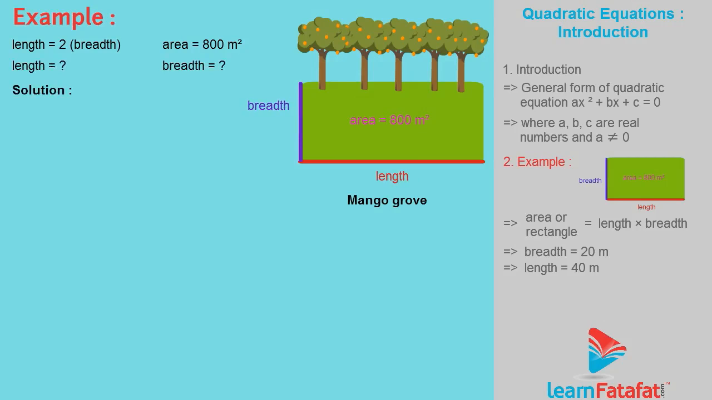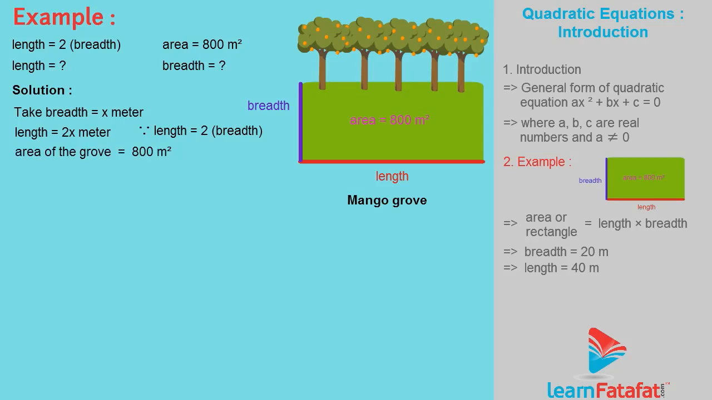Solution. To solve the problem, we need to represent the situation mathematically. So, let us take breadth equal to x meters. Hence, length is equal to 2x meters, since length is twice the breadth. The area of the grove is 800 meters square. Now, we know that area of a rectangle is equal to length into breadth.